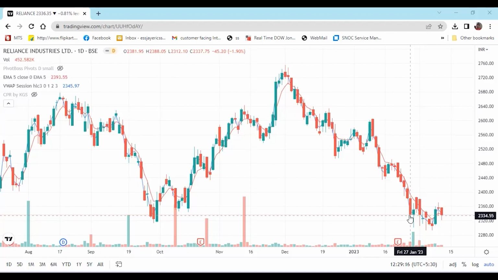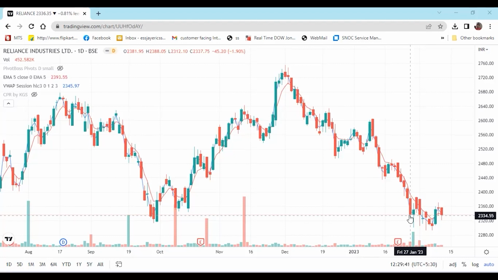Basically, what is support? Support is that place where you have active buyers. It means if the market goes to that place, you expect that the buyers will step in and take the price higher, right? That is support. What is resistance? Resistance is a place where the sellers are getting stronger and they are not letting the market move further up, and they are pushing the market down, right?